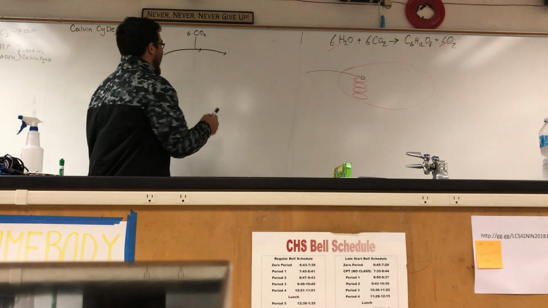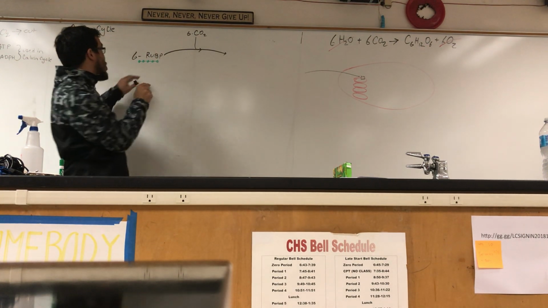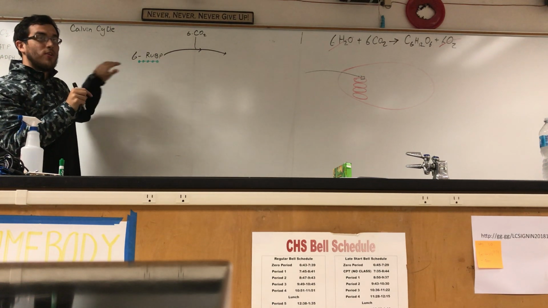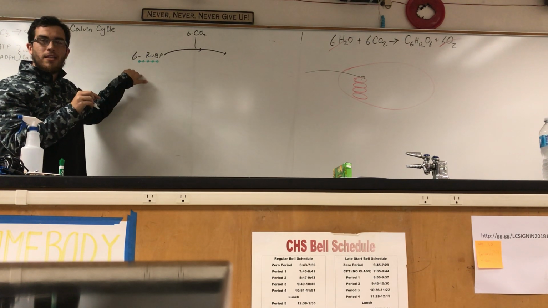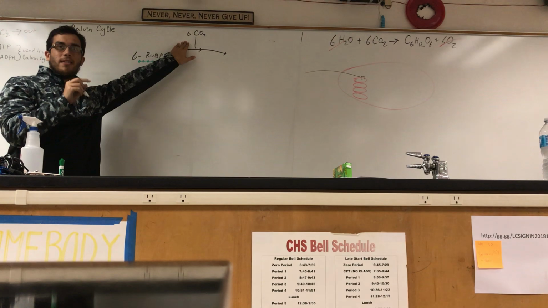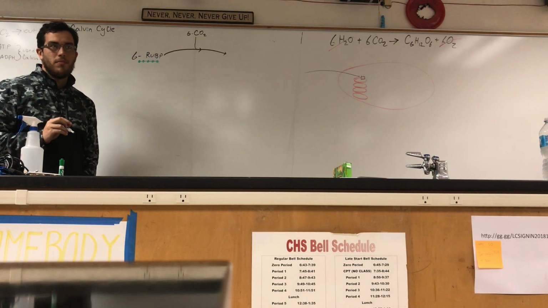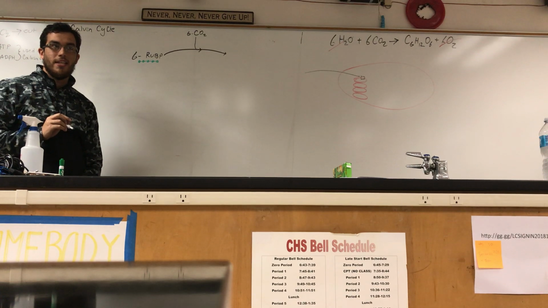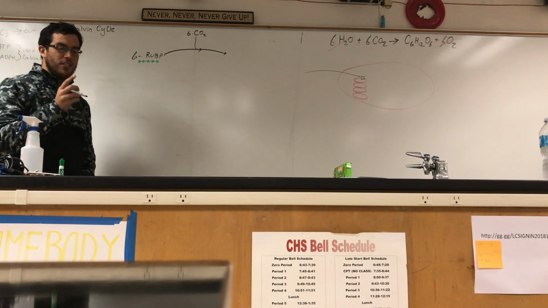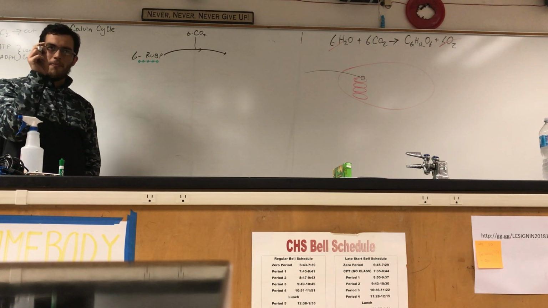All right, so I took 30 carbons here. I have 6 of these 5 carbon RuBPs, and I incorporate 6 CO2 molecules. How many total carbons do I have now? 6 plus 30, 36. Okay? But what it's going to do, it's going to rearrange them into these different molecules now.